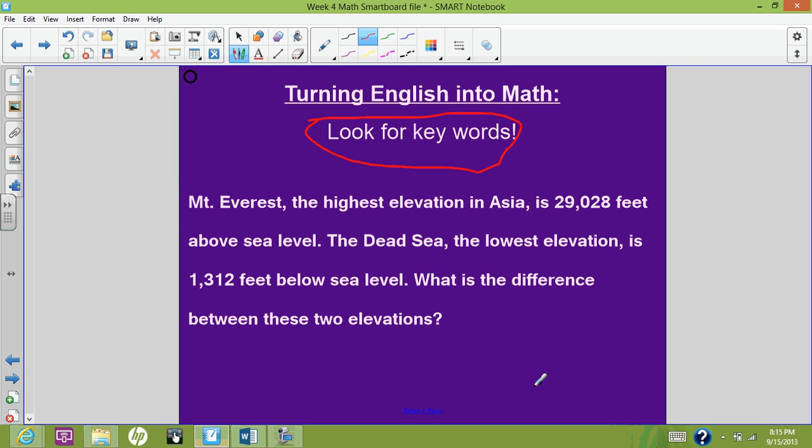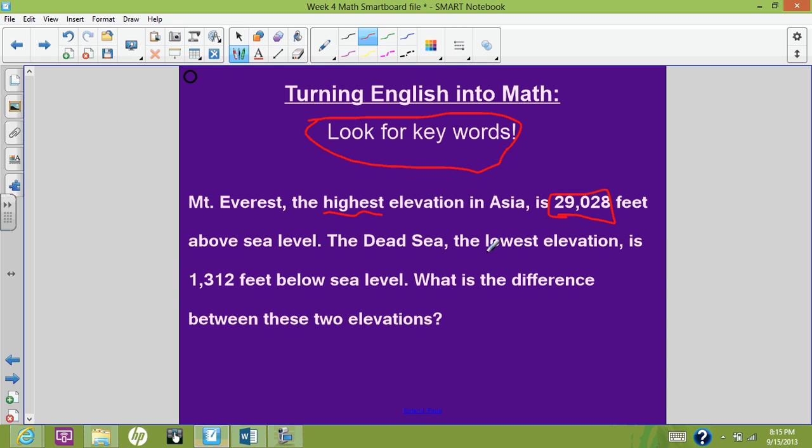So the problem is Mount Everest, the highest elevation in Asia, is 29,028 feet above sea level. The Dead Sea, the lowest elevation, is 1,312 feet below sea level. What is the difference between these two elevations? Some keywords. Highest. That gives us an idea of height. That would be on the positive side of integers. And we have 29,028. That's a number. That's going to be important here.